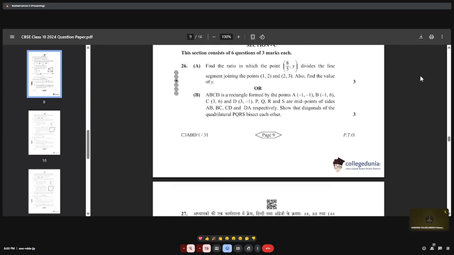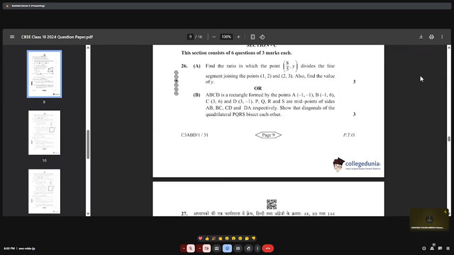Okay. So now let us look at 26B. Okay. So please draw a diagram for 26B. This is from 10th standard. So you all should be able to do it comfortably. You are all aspiring for JEE, and you have to be very comfortable with the 10th standard problems. Okay.